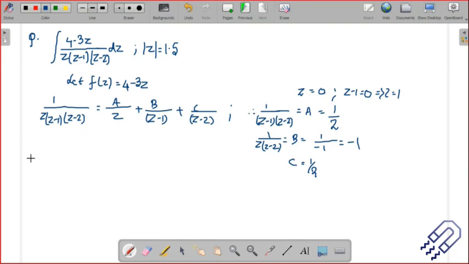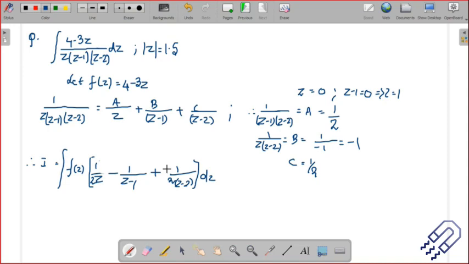So therefore, if I just want to write down the integral, I can simply write it down as f(z), and then I'll get three values here. Okay, one is half by z, or maybe I can simplify it and write it down as 1 divided by 2z. Then minus, because B is minus 1, 1 divided by (z minus 1), then plus C is again half, so I will write it down as 1 divided by 2 into (z minus 2). So I've got three factors now. Then now I can easily do it.